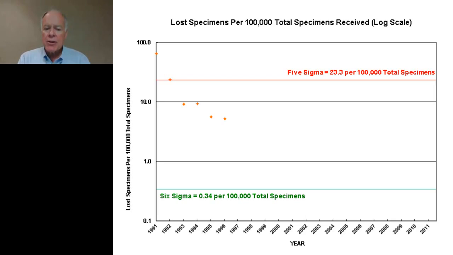And then the next major mark is 10 per 100,000. The next mark is 1 per 100,000. And then at the bottom is 0.1 per 100,000. So the Six Sigma line is indicated by this green line, which would be 0.34 per 100,000, or the 3.4 per million, or DPMO. The 5 Sigma line is the red line, 23.3 per 100,000.